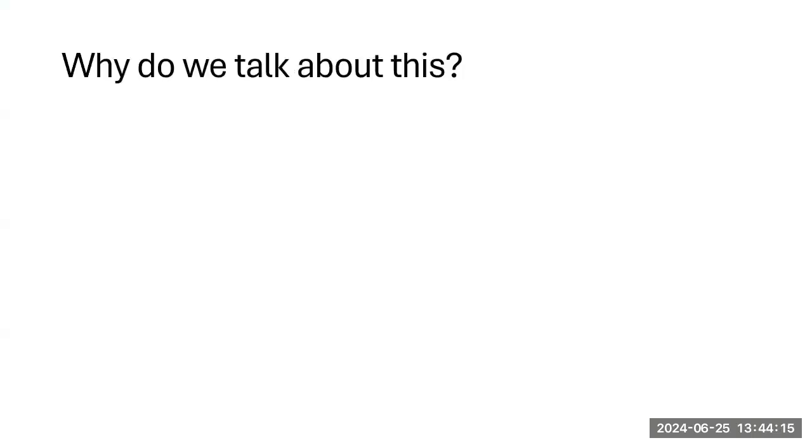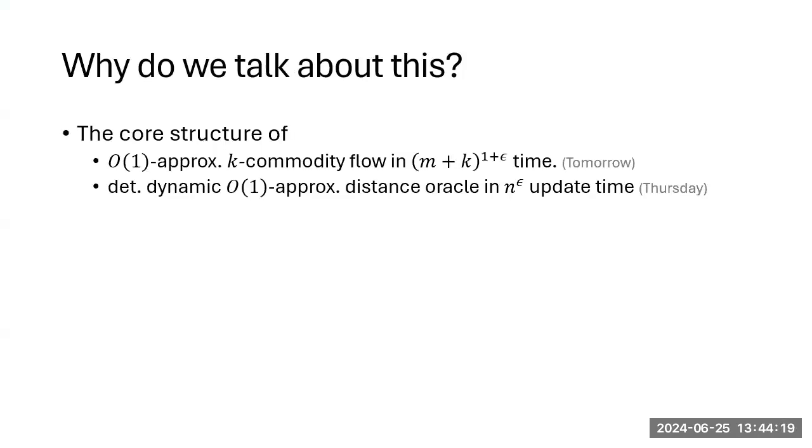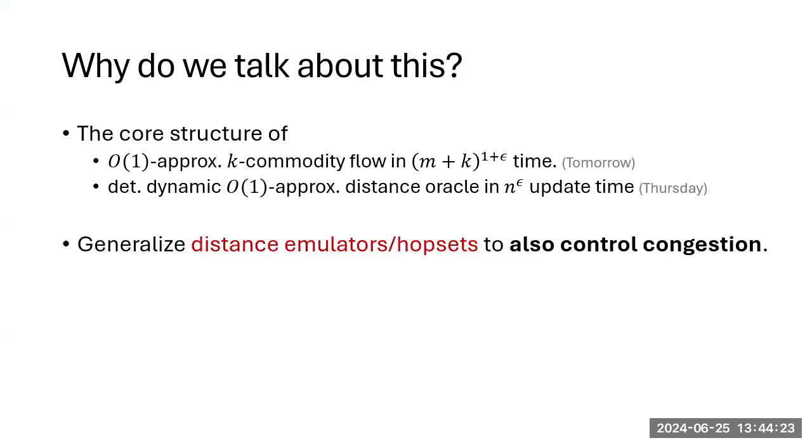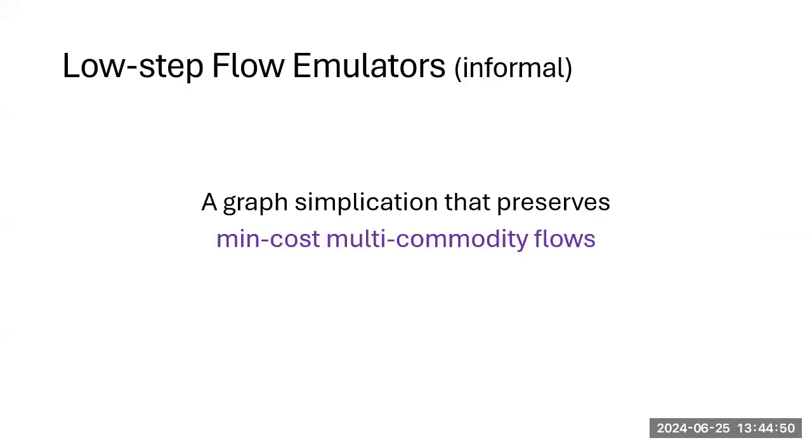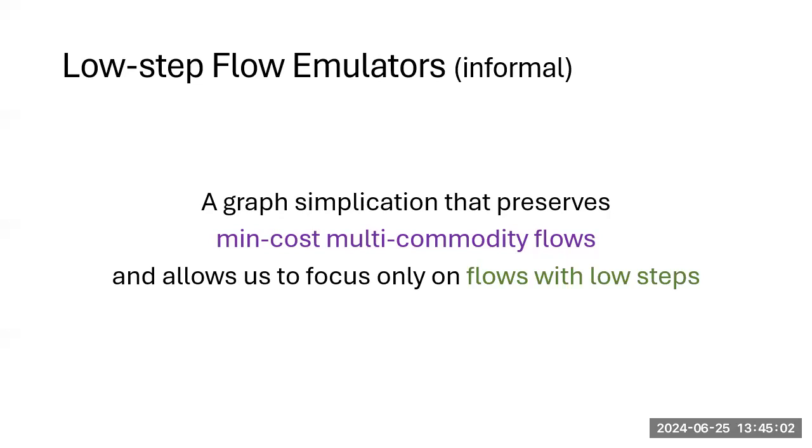Now I'm going to talk about the low-step flow emulator. The reason we talk about this is that it's going to be a core structure with strong applications both tomorrow and on Thursday. You'll see that it really is a generalization of the well-studied theory of distance emulators or spanners, and we try to make it also preserve congestion in addition to just distance. But today you'll see the existence of this only. So what is this, morally? A low-step flow emulator is just a graph simplification that preserves min-cost multi-commodity flow, which preserves both length and congestion. And it allows you to focus on flows that have low step, where each flow path consists of a small number of edges.